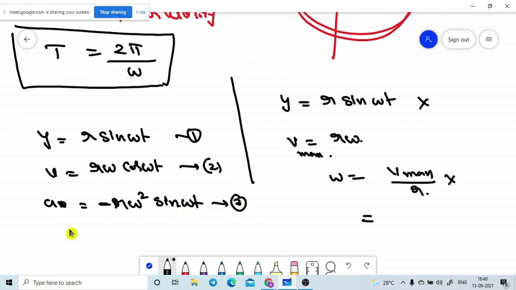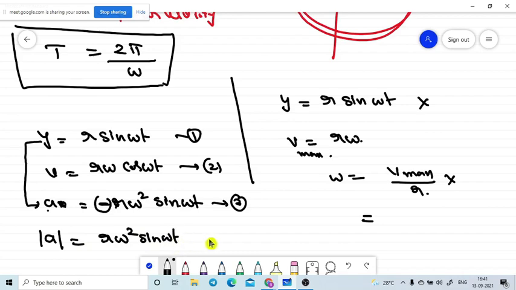So my goal is to find out the relation between the V and omega. Now I am taking only magnitude. I am taking a magnitude. Here the negative sign will indicate that a and displacement are in opposite directions only. So r omega square sin omega t, let me take this as the fourth equation.